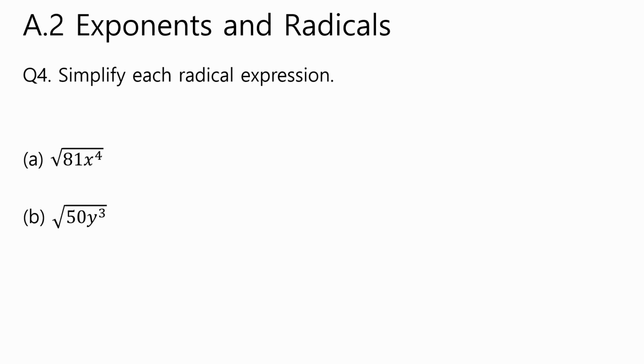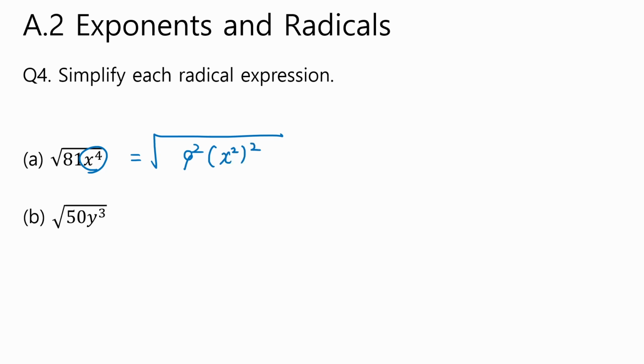Question number 4. In this question, we are asked to simplify each radical expression. And in order to solve this problem, we want to find the largest perfect square which goes in these expressions. Now for part A, inside the radical we have 81, which is 9 squared, and here x to the 4th is the square of x squared.